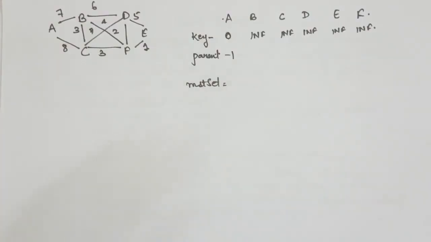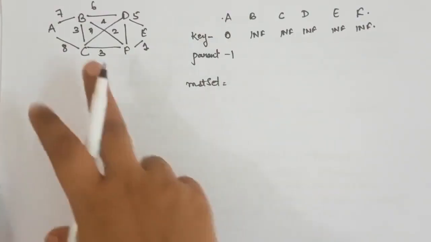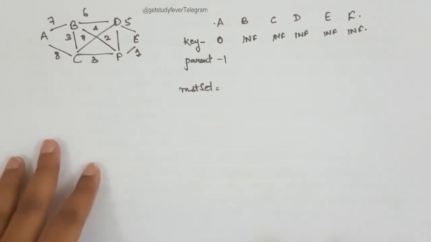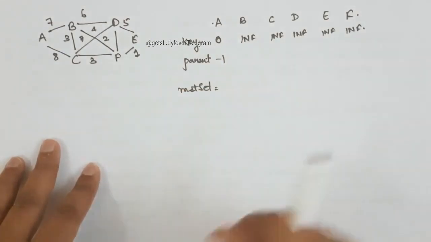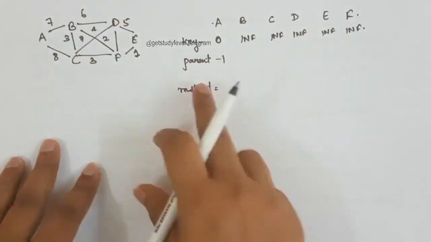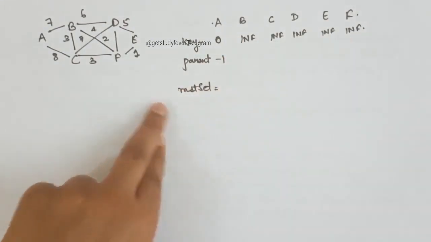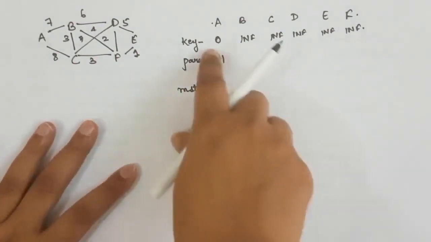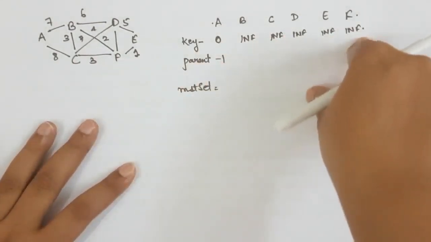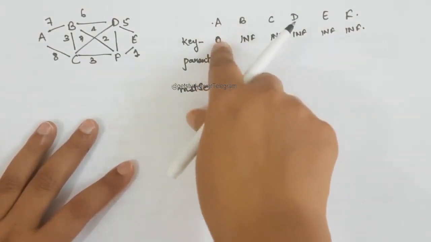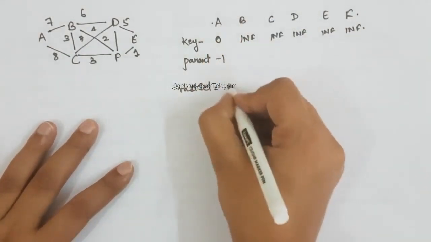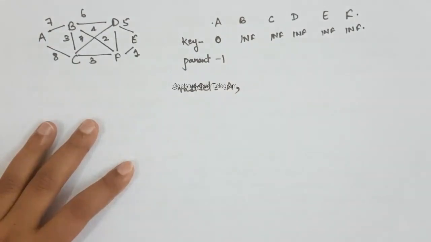Okay, so let's try to execute this algorithm using this particular graph. Initially we have key as 0 for A and for the rest of them it's infinity. For parents it's -1. The MST set is empty. Now what is the first step that I will do? I will go through this key array and find the minimum key value. Initially the minimum key value is A, so I will include A in the MST set.